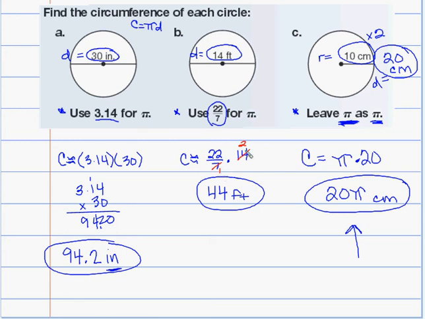22/7 you would use whenever the number that you were multiplying it by is divisible by 7. That would be the easiest approximation to use in that case, because then you can divide out a factor of 7. When it's not, like 30 isn't evenly divisible by 7, we would use the 3.14 as a decimal approximation. Okay, so that's it.